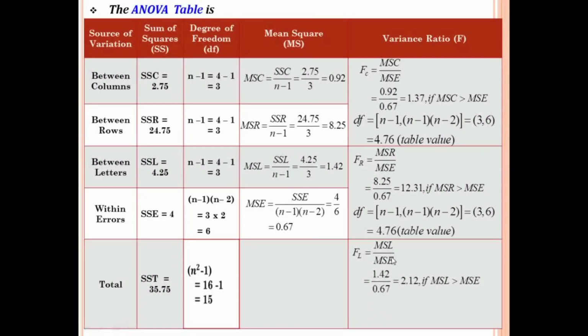Next, we find the variance ratio in letters wise. Letter value 1.442 to 0.67. MSL by MSE, we get 2.12. And the degree of freedom is n minus 1, comma this number, we get 3, comma 6. That means by using the statistical table, we get 4.76.